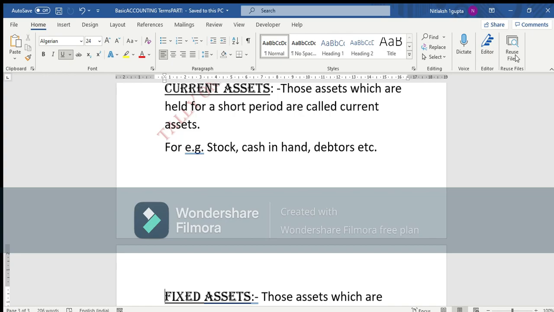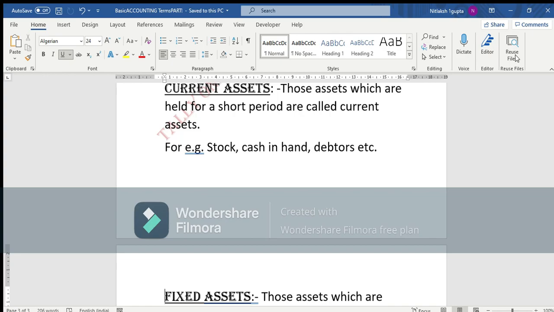For example, debtors. Debtors are those persons to whom we have sold the goods but we have not received the money for those goods. So they are the debtors for our business. Similarly, stock is also a current asset. Prepaid expenses means the expenses which are already paid in advance. So these are all current assets.